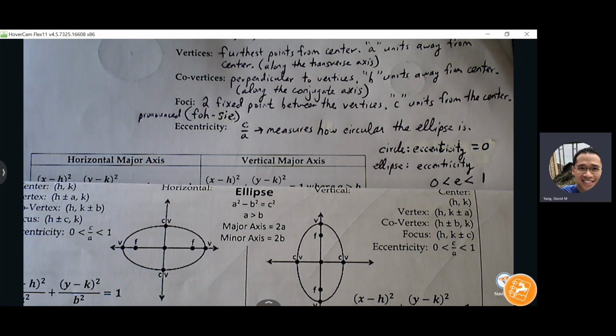So you can think of the A and B values as your quote unquote radius, but we know it's not the same radius all the way around. But it is the distance from the center to a point on the ellipse.